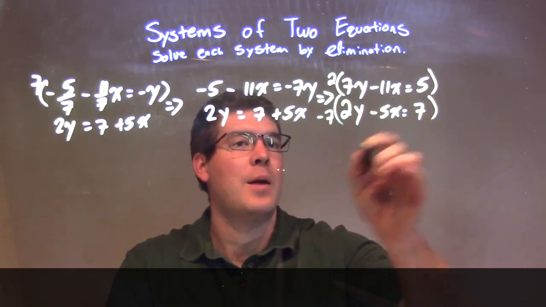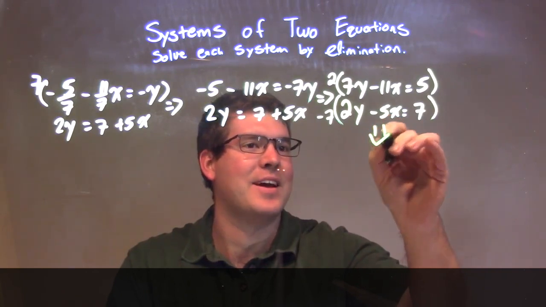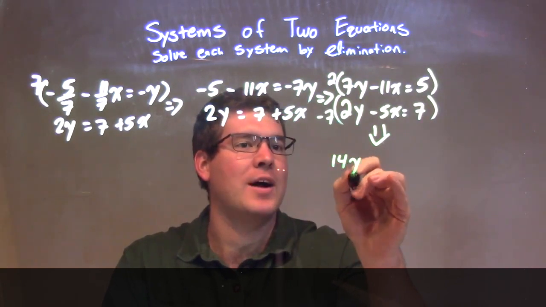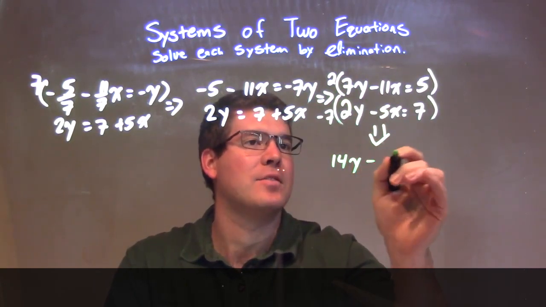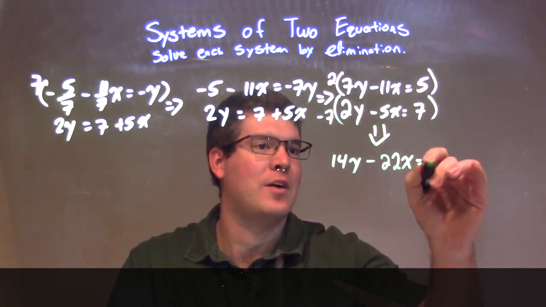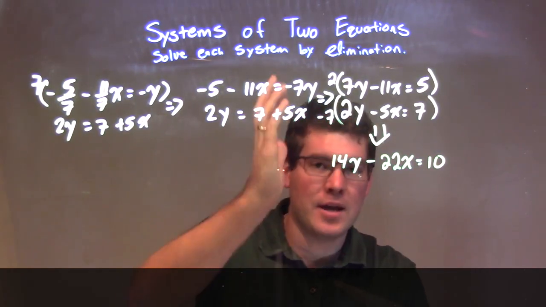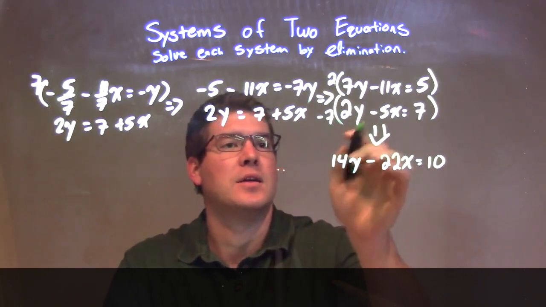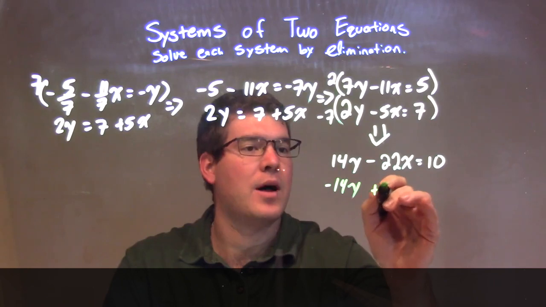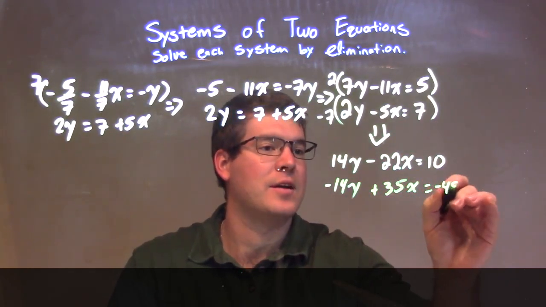In doing that, I'm going to rewrite it down here, because I'm going to run out of space on the side. So we have 14y, 2 times 7y, minus 2 times 11, which is 22x, equals 2 times 5, which is 10. I chose the second one to be negative because I wanted one positive and one negative, so when I add them together, they get eliminated. Negative 7 times 2y is negative 14y, and negative 7 times negative 5x is positive 35x. Negative 7 times a positive 7 is negative 49.